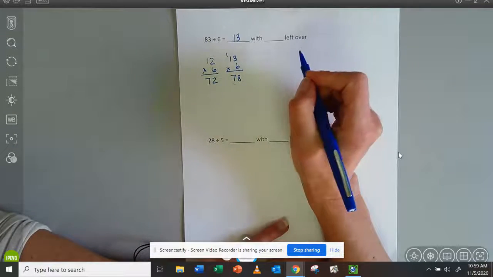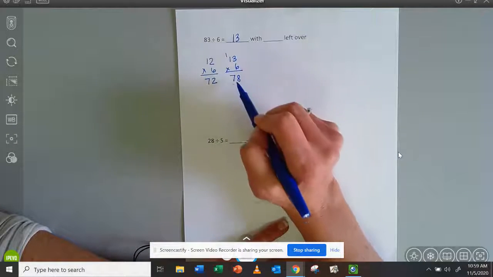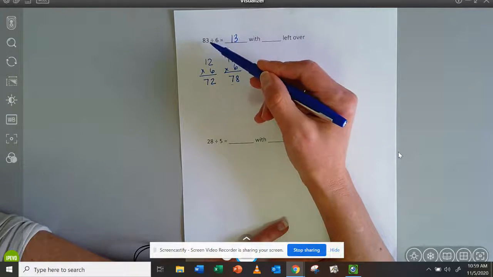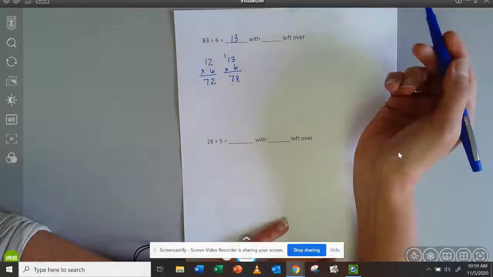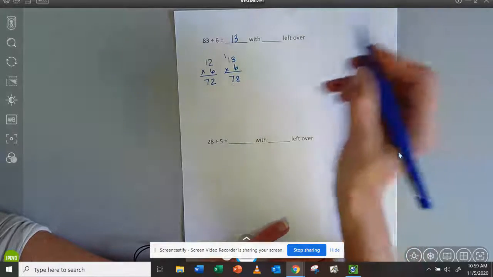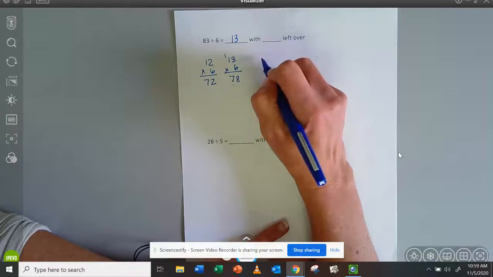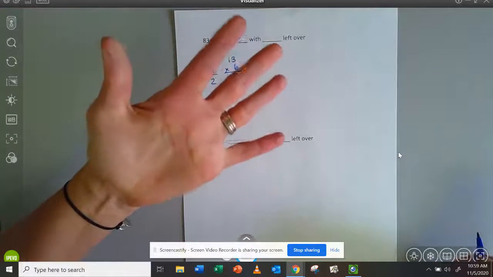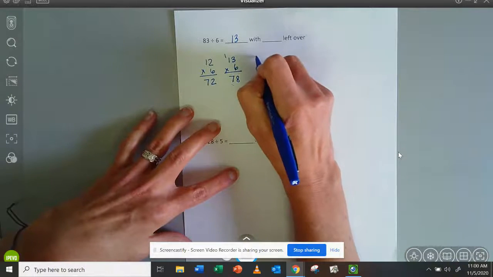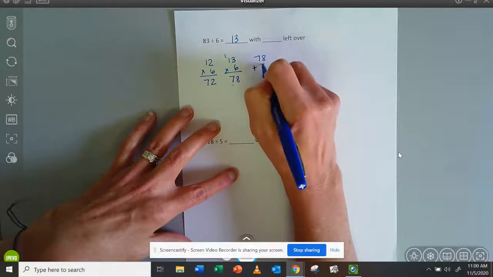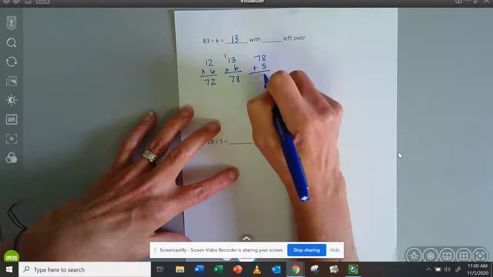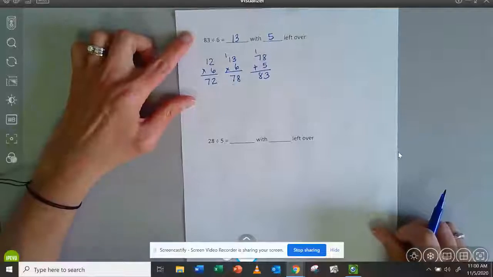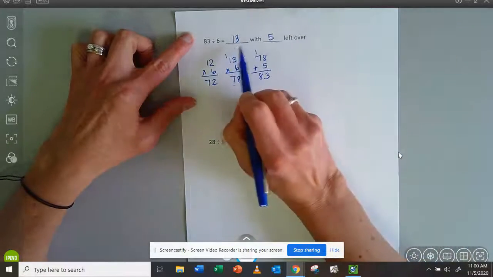So I can do a couple things. I can subtract 83 minus 78. I can count up from 78 to 83. Those are two ways that you can figure that out. So I'm thinking that I'm going to do 78, 79, 80, 81, 82, 83. So I'm going to say 78 plus 5 is going to give me 83. So my answer to 83 divided by 6 is 13 with 5 left over.